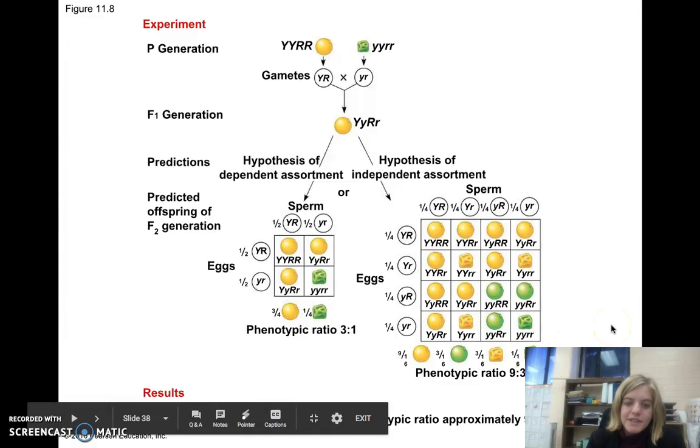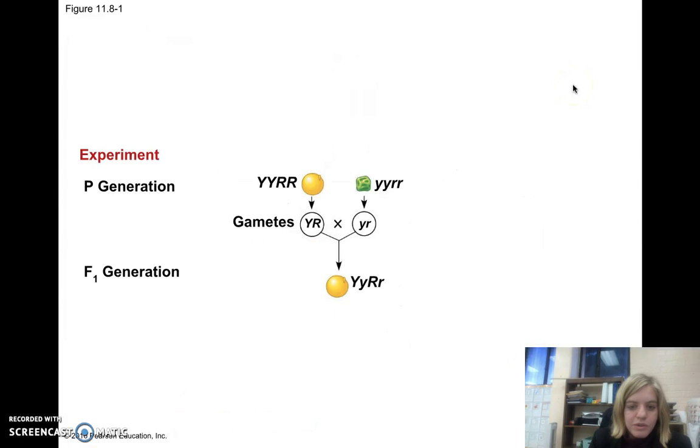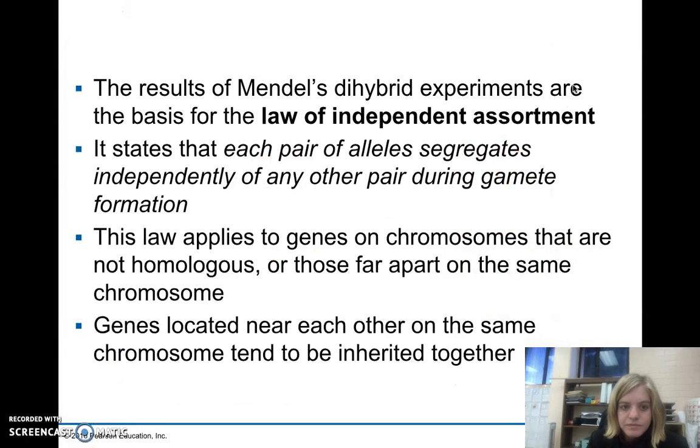In doing this, he realized that each of these traits is independently assorted. These traits are not inherited together, they're inherited separately. So this gives us a little bit closer up view. His dihybrid experiment results demonstrated the law of independent assortment, and he derived this law using his experimental results. This law basically states that each pair of alleles segregates independently of any other pair during gamete formation.